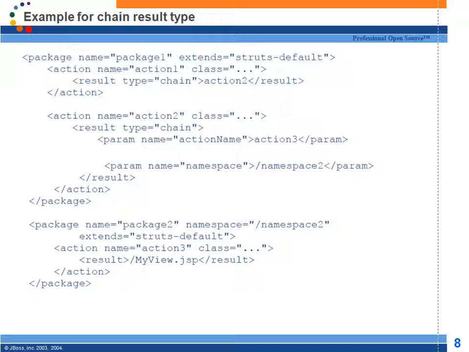So I want this action 2 to be dispatched to namespace 2 dot action 3. Now finally, what will get displayed? Action 1, action 2 and action 3 are chained, right? That is the use of chain. Type is equal to chain. Type is equal to dispatcher means it will just dispatch. The chain result type is used to chain more than one action together.